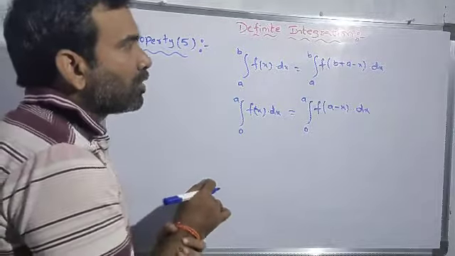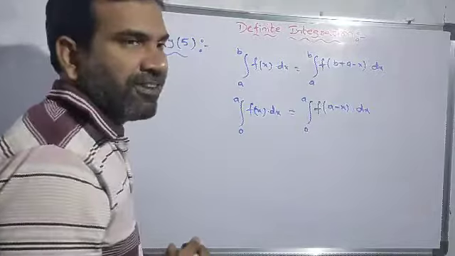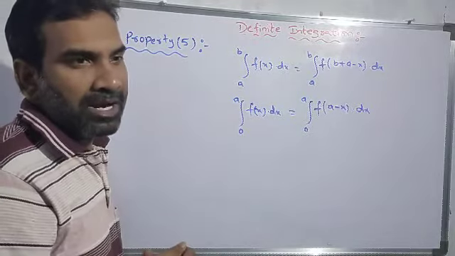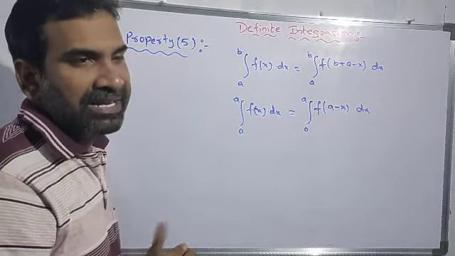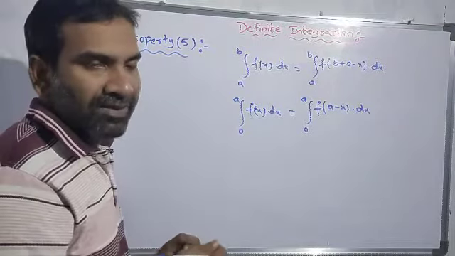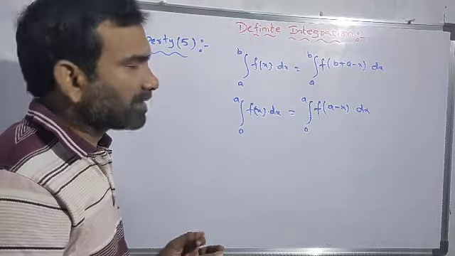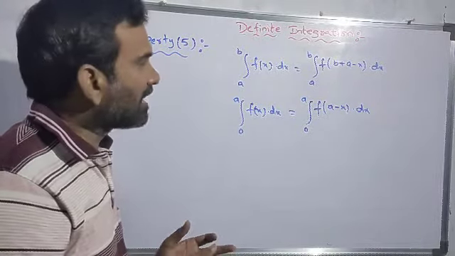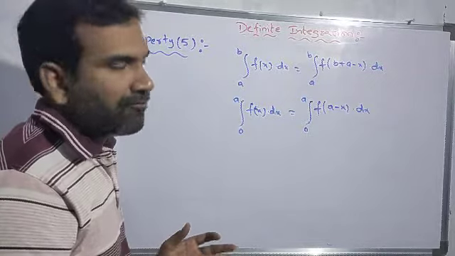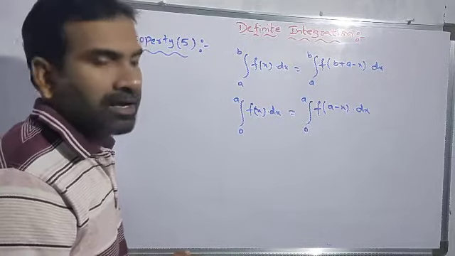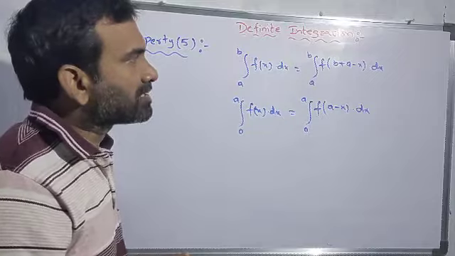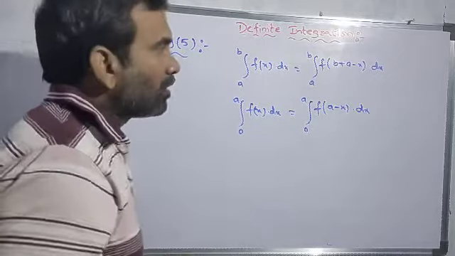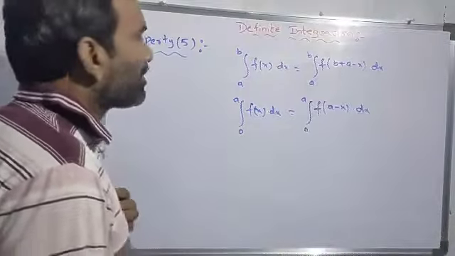So that means in the place of x, if we write upper limit plus lower limit minus x, it will give the same result as the integral from a to b of f of x dx. Understand? So this is our property number 5.